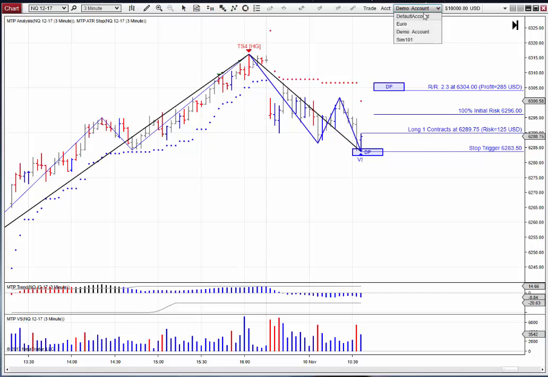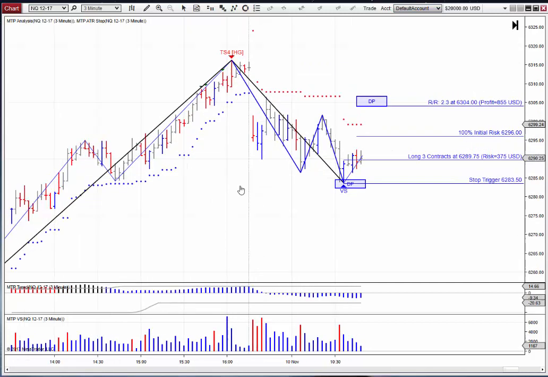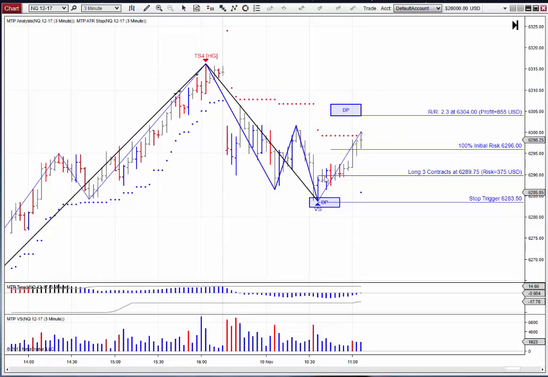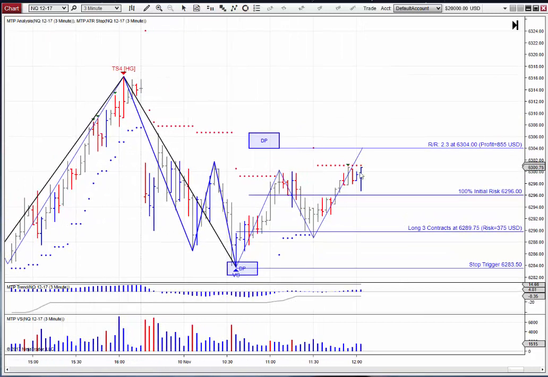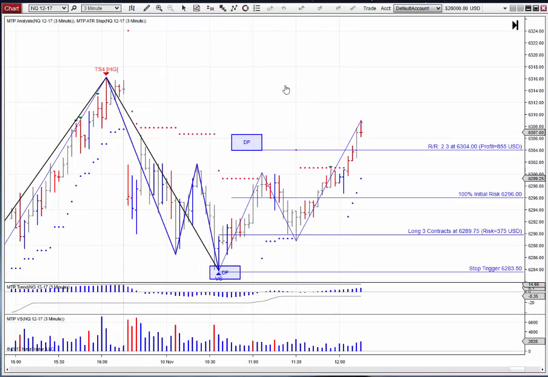Oh, actually, let's go back and just change it to our default account. So that's risking 2% on a sample $20,000 account. Right, let's move forward, and we can see what happens. The market does indeed move up quite nicely, keeps on moving up, moves down a bit, retraces back. There was another sell setup there, but it was against our blue MTP trend, and then suddenly reaches our target.